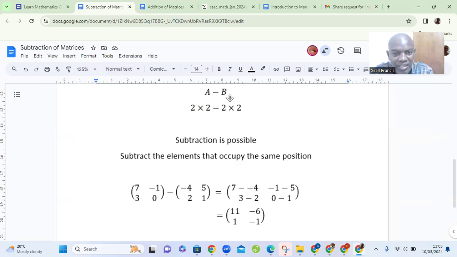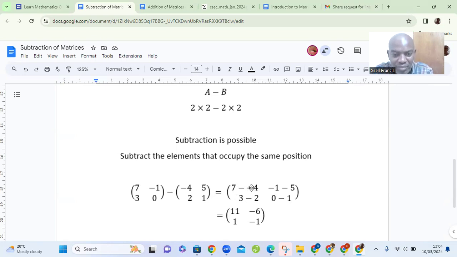And here, A minus B is a 2 by 2 minus another 2 by 2. So subtraction is possible. So you subtract the elements that occupy the same position. As we say, 7 occupies row 1, column 1, and negative 4 occupies row 1, column 1 also. So 7 subtract a negative 4. Here it is. Negative 1 subtract a 5. Here it is. 3 subtract 2. Here it is. And 0 subtract 1. Here it is.